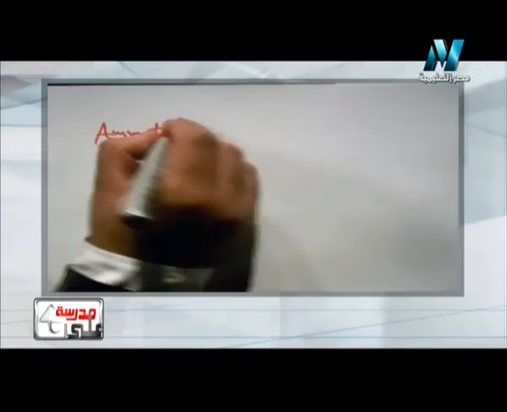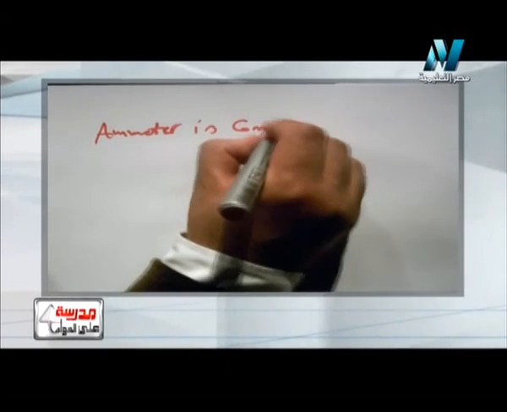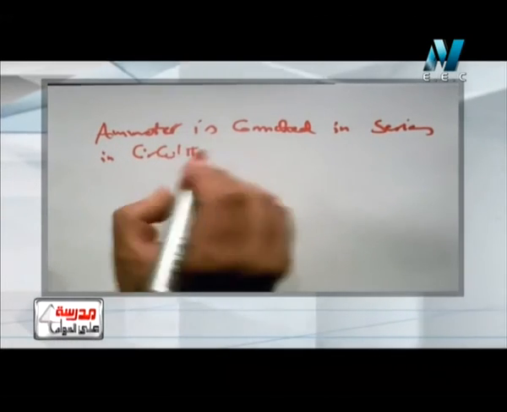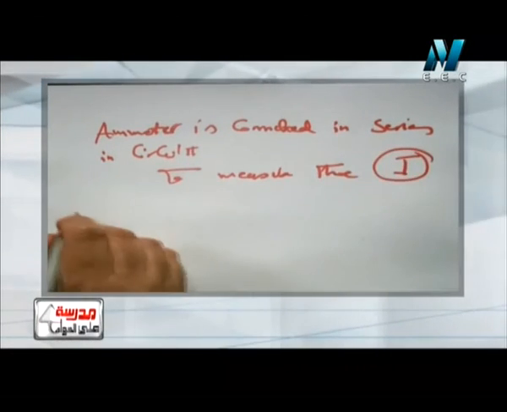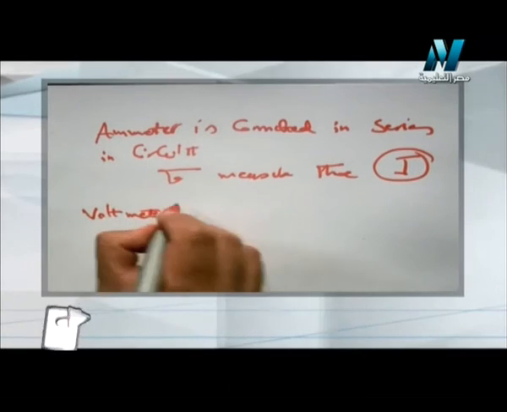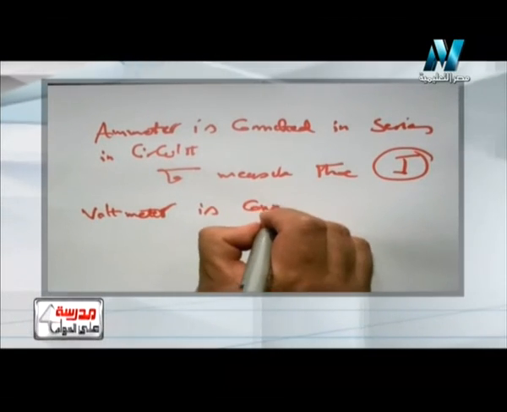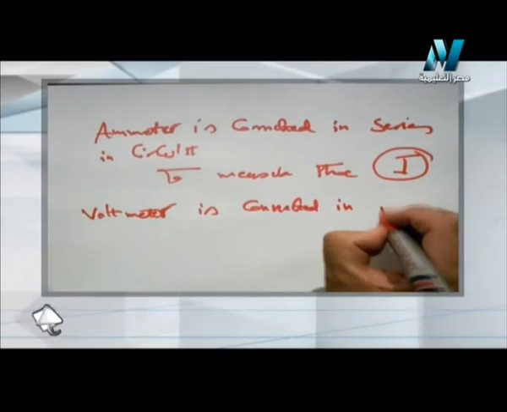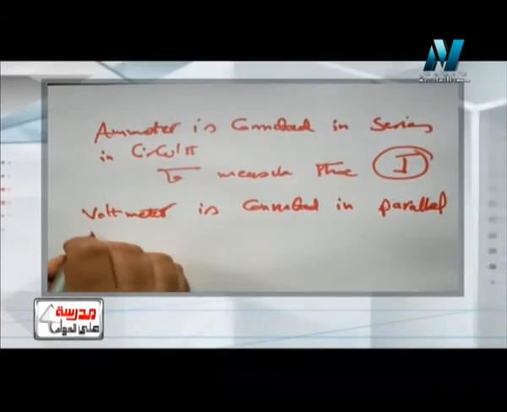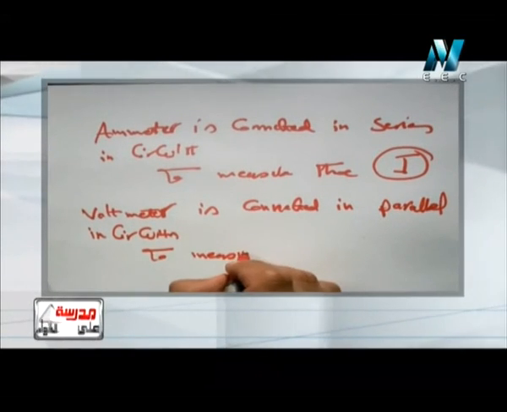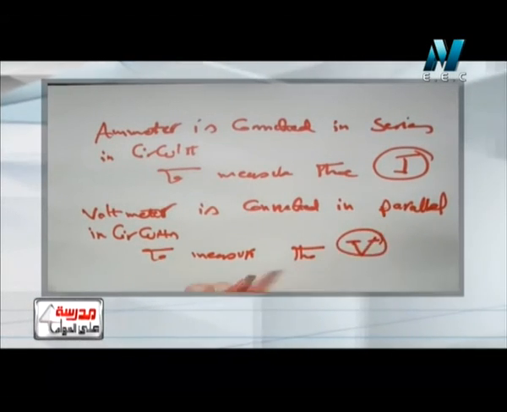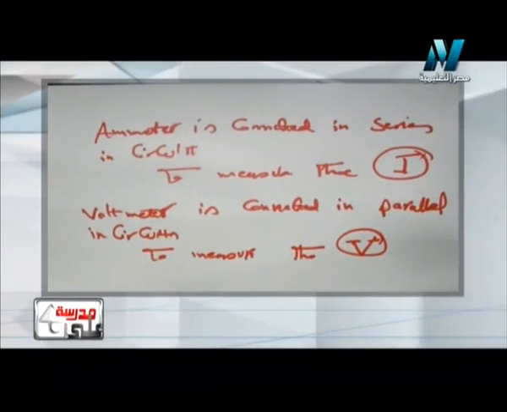Ammeter, but I have a surprise after this question. The ammeter is connected in series in the circuit to measure the electric current intensity, as we know. And the voltmeter, are you ready for the surprise? is connected in parallel in circuits to measure the potential difference. The surprise is that this question is not for 6th grade. This question is for 3rd grade.